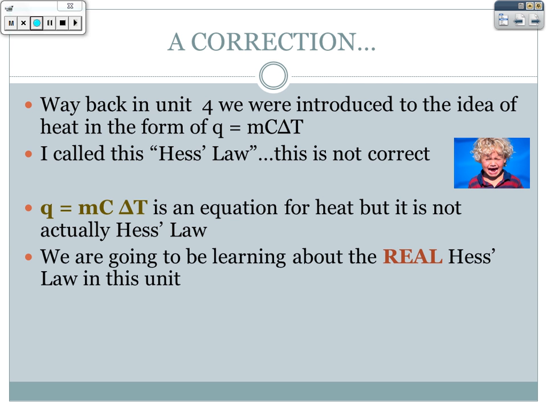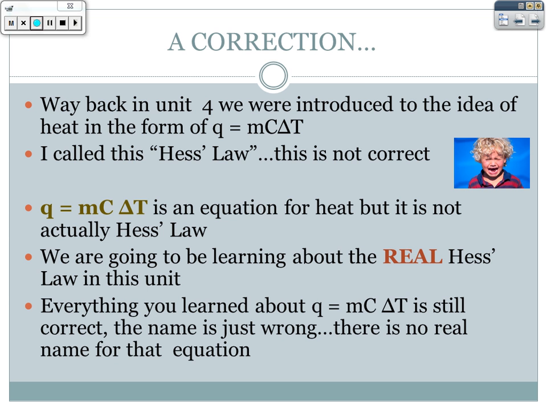We're going to be learning about the real Hess's law in this unit. Now, I realized about halfway through teaching you about Q equals mc delta T that it wasn't actually called Hess's law and that I'd swapped two equations, but I didn't want to confuse you guys and change things up in the middle of teaching you a topic, so I decided to make the correction when it came time, which is now. Everything you did learn about Q equals mc delta T is still correct. The name is just wrong.